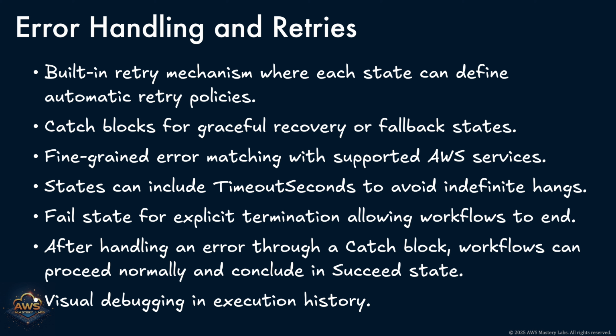In cases where the workflow must explicitly terminate due to a critical failure, you can use the fail state to stop execution in a controlled way, optionally passing along custom error messages for context and diagnostics. On the other hand, even after recovering from an error, workflows can continue executing normally and still reach a succeed state, ensuring that transient or non-fatal issues don't derail your entire process.